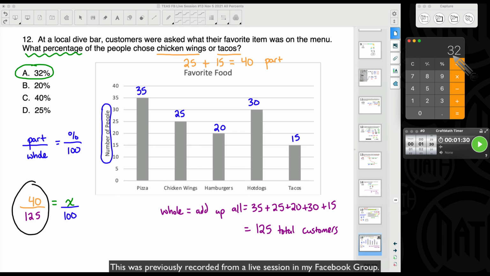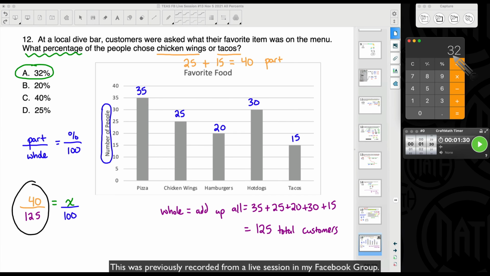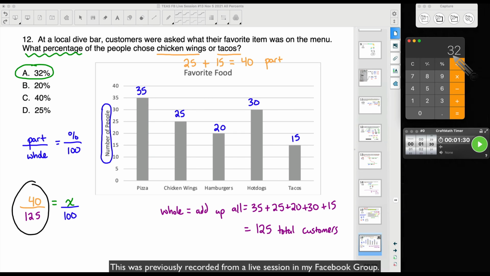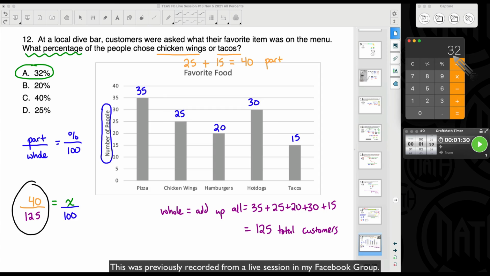And some of y'all may have spotted that. Y'all may have spotted, hey, we got a fraction. There's so many ways to do these problems. I hope you found something that you can apply that will be helpful for percentage problems that you'll run across on the TEAS.